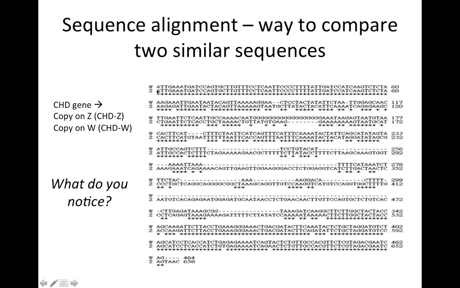Okay, so this is our alignment between the copy of this gene that's on the W and the copy of the gene that's on the Z. And so then I'd ask you to just stop for a second and say, what do you notice? Probably some of you are noticing that there are these funny dashes here. You can notice a bunch of things: that it's mostly similar, but then there are places where it's different. But then there are these funny dashes. Well, what those dashes mean, let's see what would be the best place to show this.